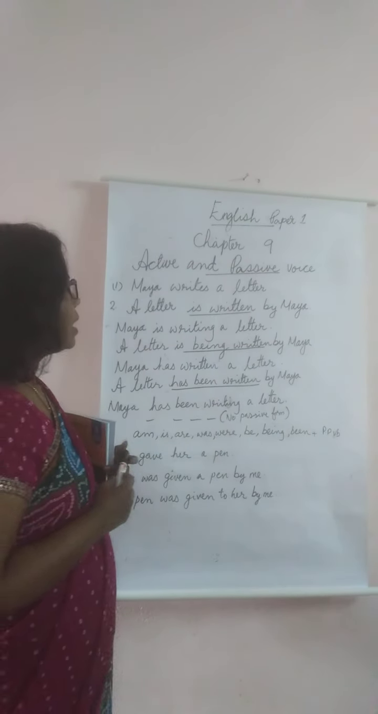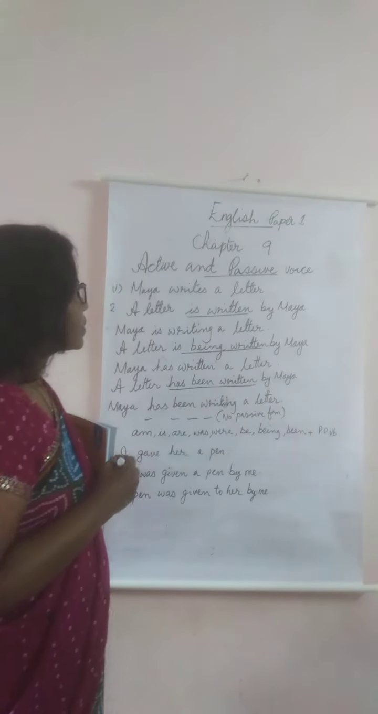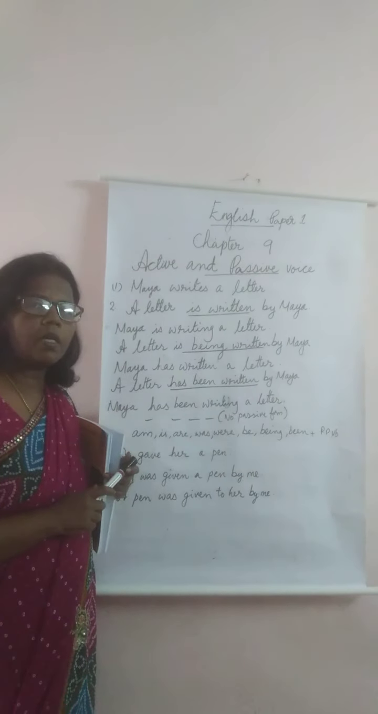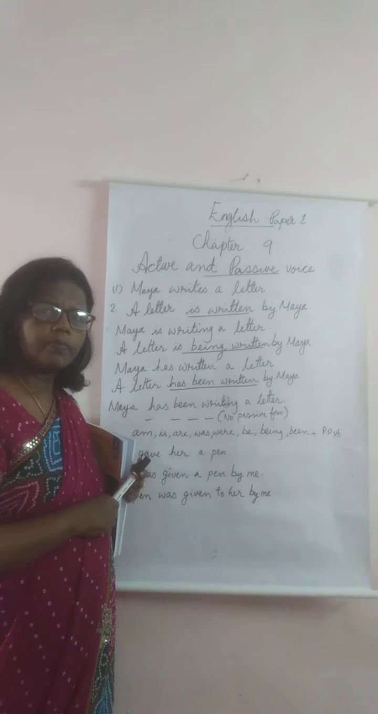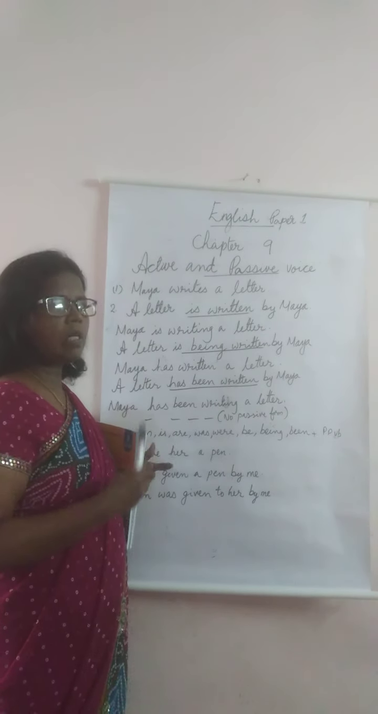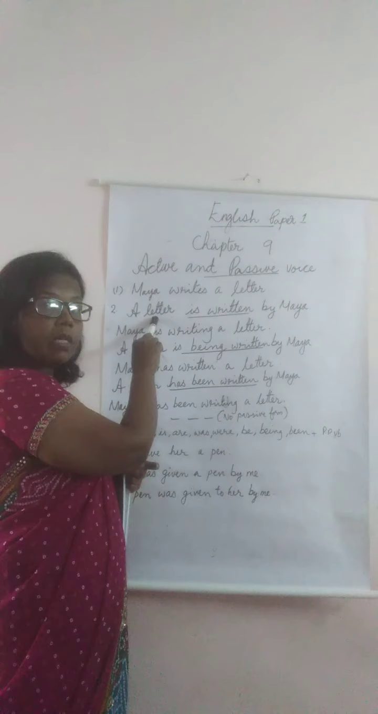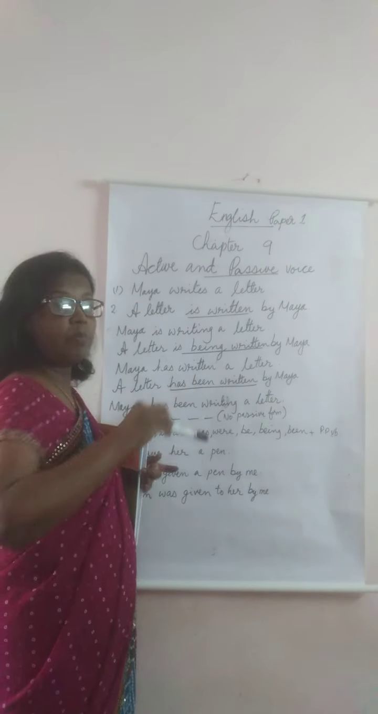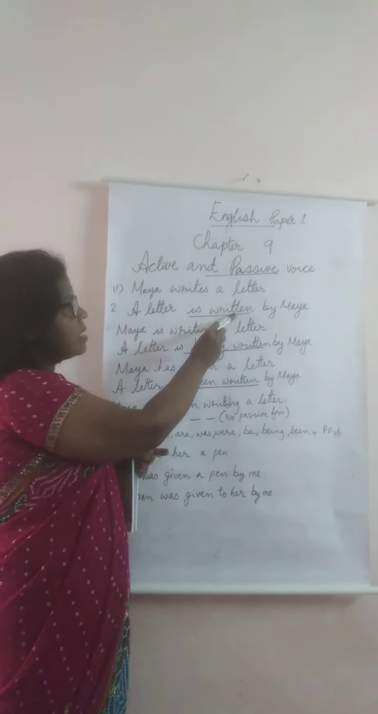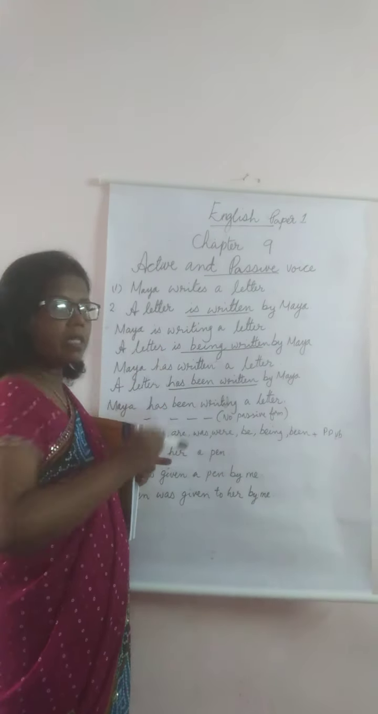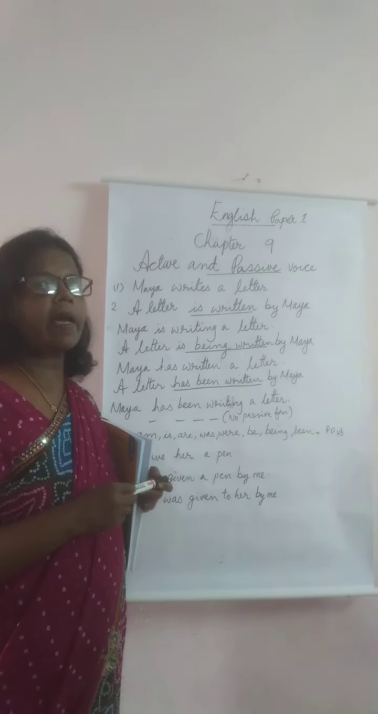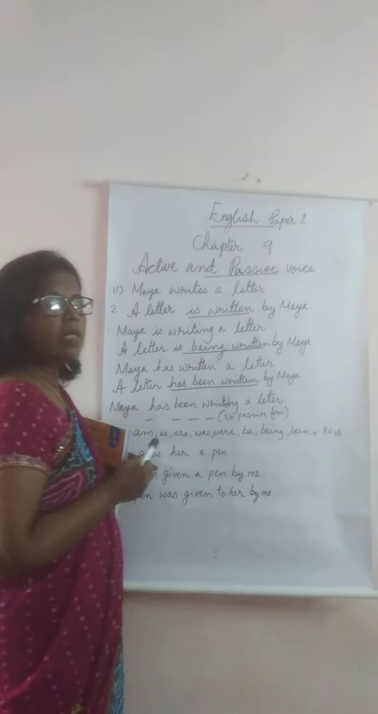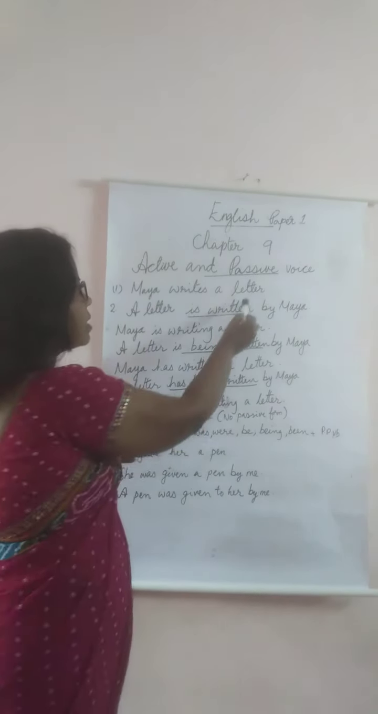Now, see the second sentence. A letter is written by Maya. So, here, which is the subject of the second sentence? The subject is a letter. Now, children, see whether the subject does any action here. Does the letter write? No. Then what happens here? A letter is written. That means something is done to the subject. The subject is not doing any action, but something is done to the subject. Or we can say the subject undergoes the action. A letter is written by Maya. So, both the sentences mean the same, but only the structure is changed.